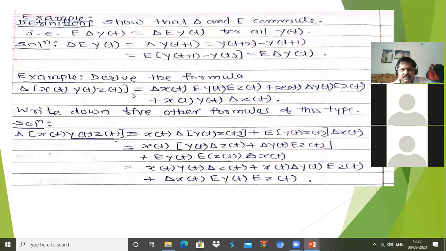Okay. Now, if we want to find delta of a product of three functions, how do we obtain it? The formula is this: delta of the first, E of the second, E of the third, plus the first as it is, delta of the second, E of the third, plus the first as it is, the second as it is, delta of the third.